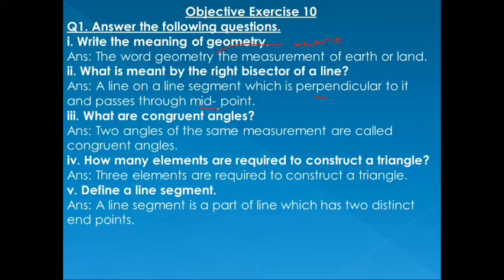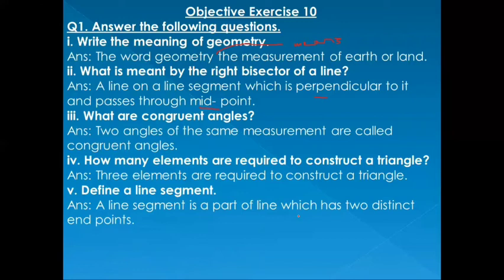What are congruent angles? Two angles of the same measurement are congruent angles. How many elements are required to construct a triangle? 3 elements are required to construct a triangle. Define a line segment. A line segment is a part of a line which has two distinct endpoints.